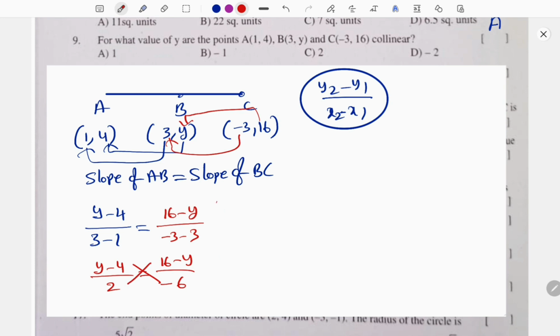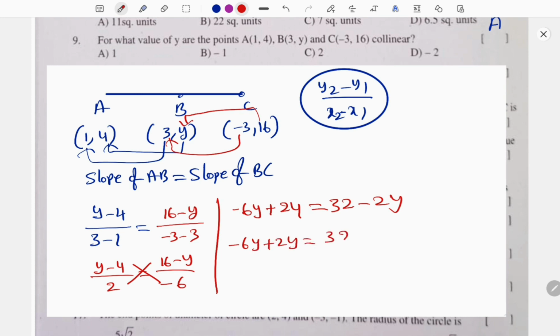Now do cross multiplication. So what we get: minus 6 into y minus 4 means minus 6y plus 6 4s are 24, is equal to 2 into 16 minus y, 2 16s are 32 minus 2y. Now minus 2y taken to the left side, so minus 6y plus 2y is equal to 32. Now 24 taken to the right side, minus 24. So we get minus 4y is equal to 32 minus 24, that is 8. Then y is equal to 8 by minus 4, then we get minus 2. So the y value is minus 2. So option D is the right answer.